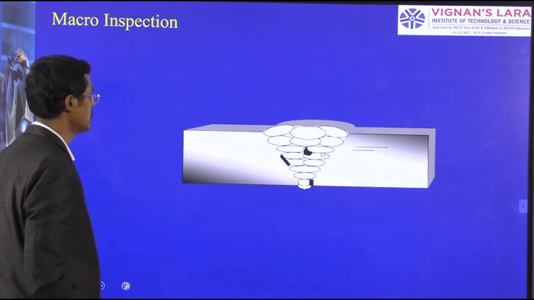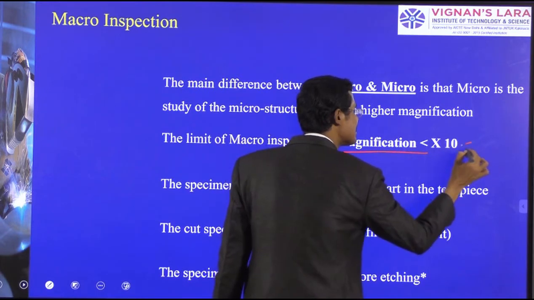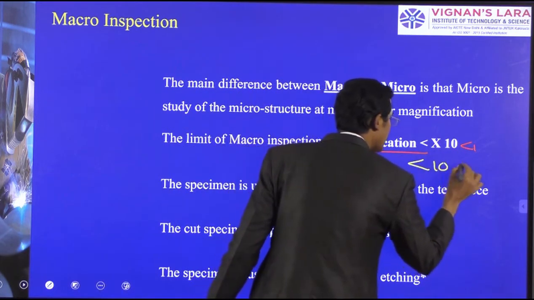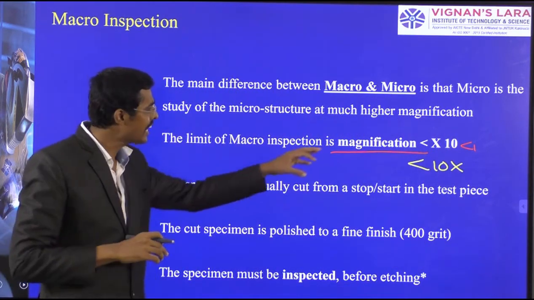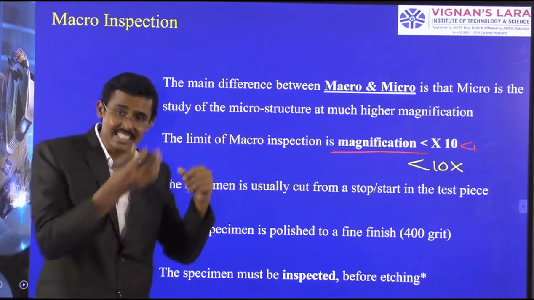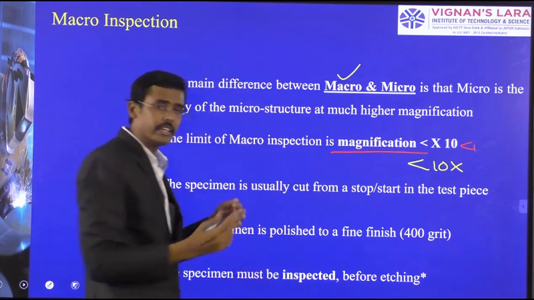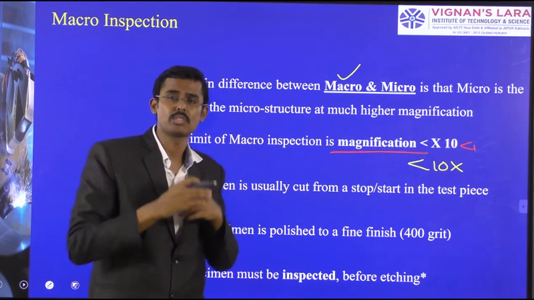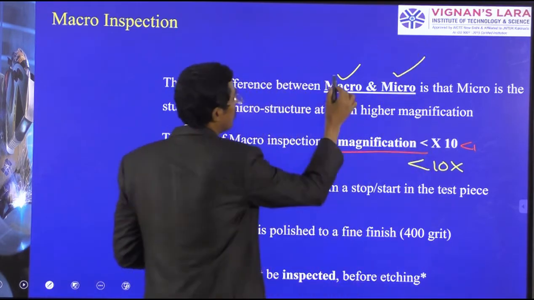Macro testing is nothing but checking the quality of the weld. The magnification will be less than 10 times. With the naked eye, it is about 1x. I am magnifying the same viewpoint 10 times with lenses. So magnification less than 10x we consider as macro. If greater than 10, maybe I am magnifying up to 50x, 100 times, 200 times, I am naming this as microstructure.